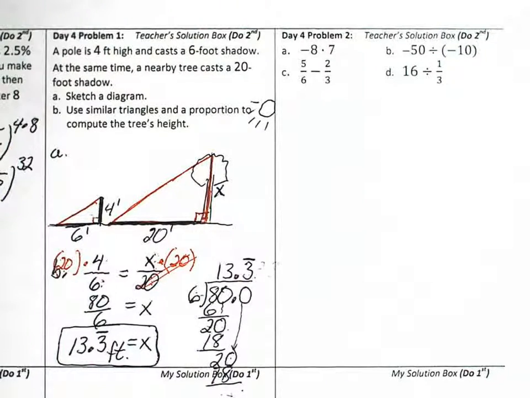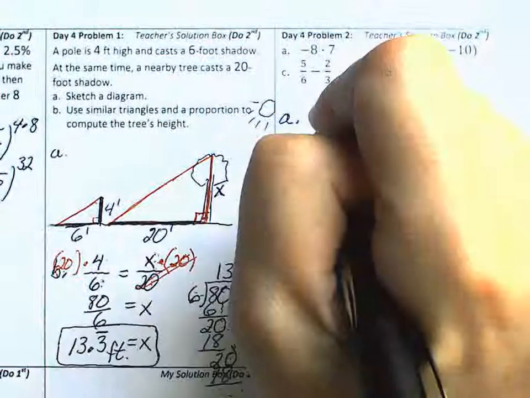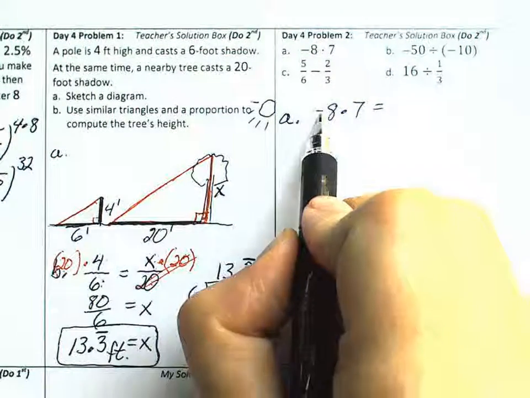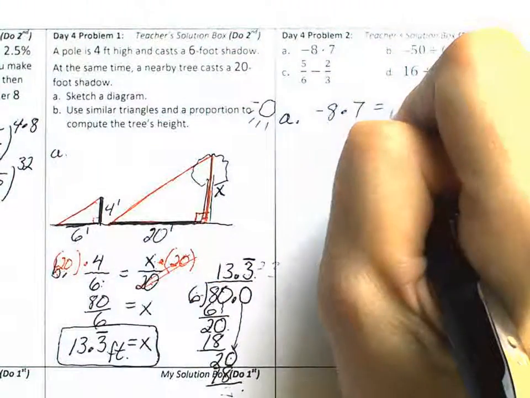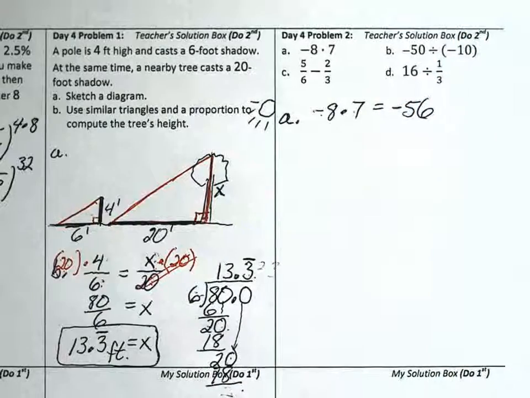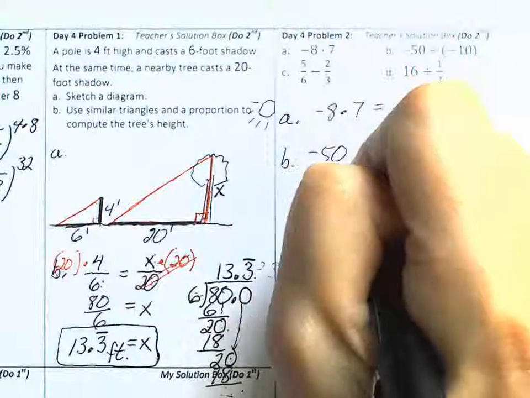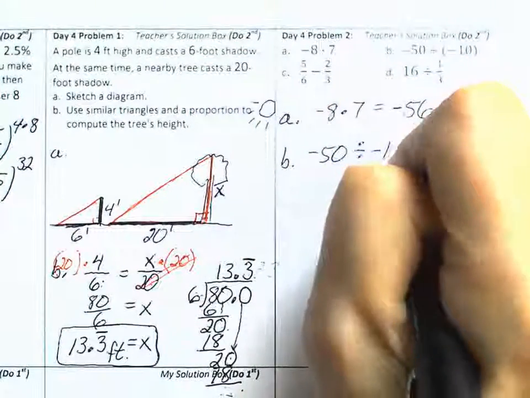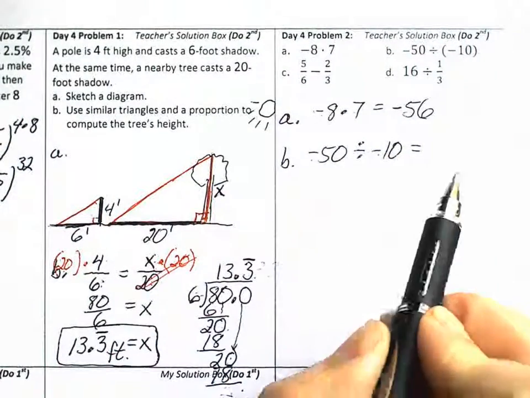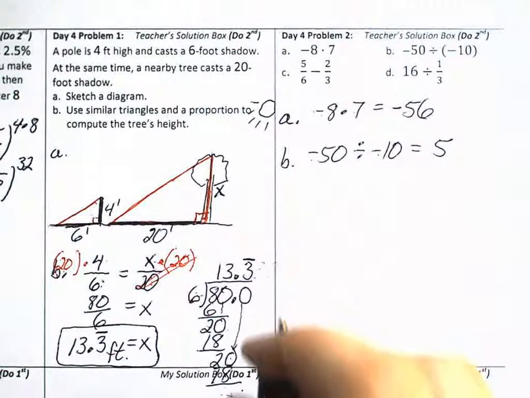Now day 4, problem 2. We have 4 arithmetic questions to do. So let's start with question A. -8 times +7. Negative times positive is negative, and 8 times 7 is 56. Question B. -50 divided by -10. Negative divided by negative is positive. 50 divided by 10 is 5, so positive 5.